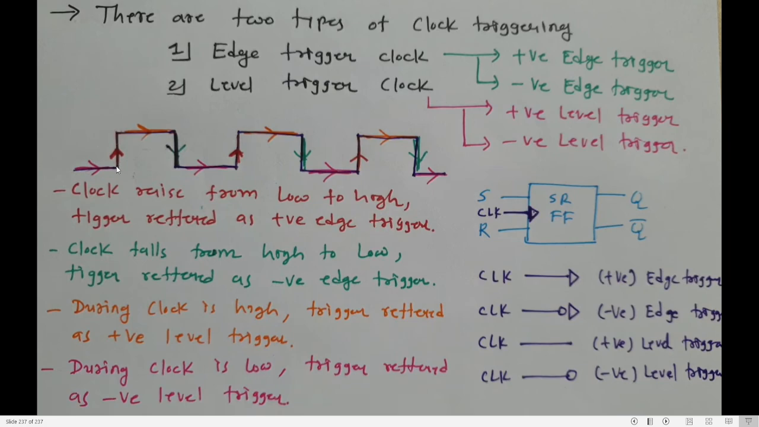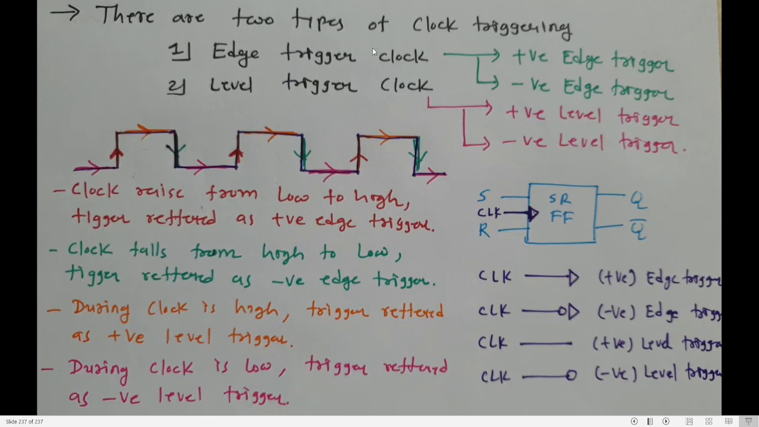Okay, so what is edge triggering? If the circuit gets activated at the edges, can you see, this is an edge, this is an edge, this is an edge, this is an edge. If the circuit activates at the edges, I call it edge triggered. If the circuit activates during the levels, can you see positive level, negative level, positive level, negative level, if it activates in the levels, I call it level triggering. So the circuit will activate either at the edge or at the level.